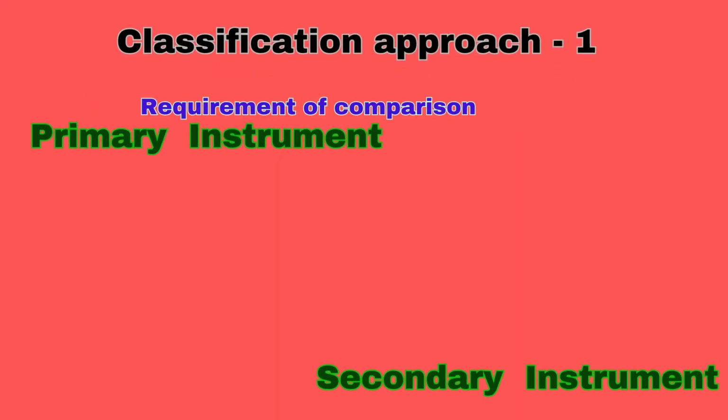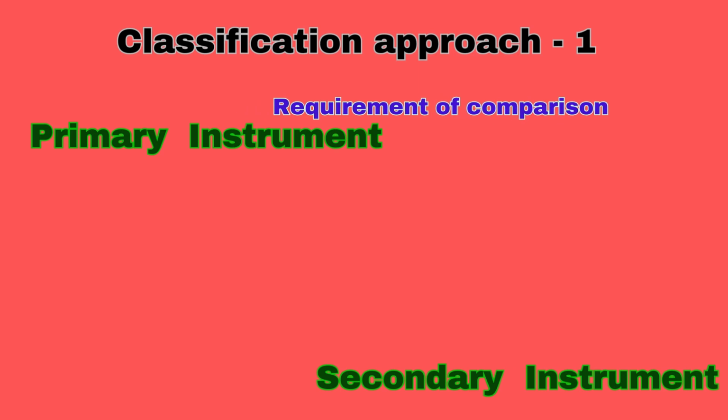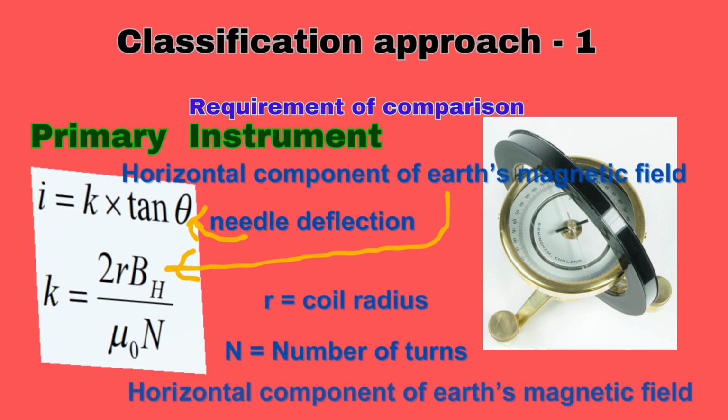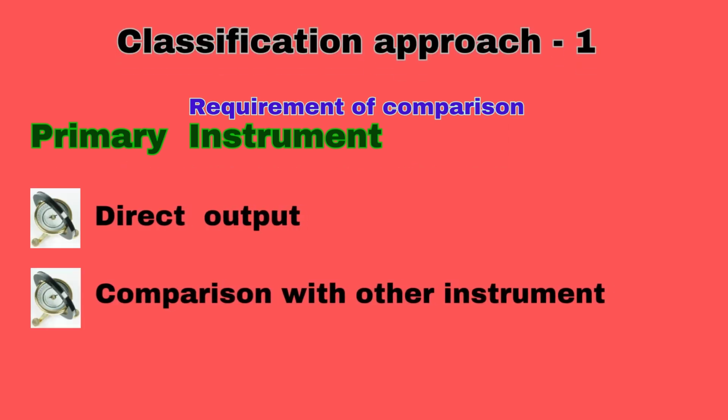The first approach of classification categorizes the instruments into primary and secondary. One example of a primary instrument is the tangent galvanometer. The current passing through its coil and the deflecting angle of the needle bear a unique relationship involving Earth's magnetic field. This instrument needs no comparison of performance with any other similar instrument, hence the name primary instrument.